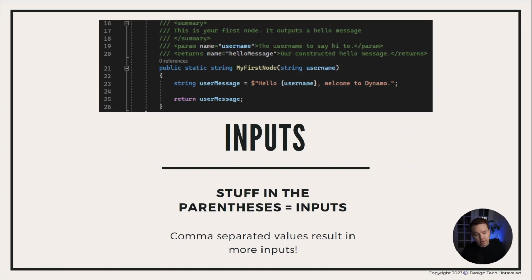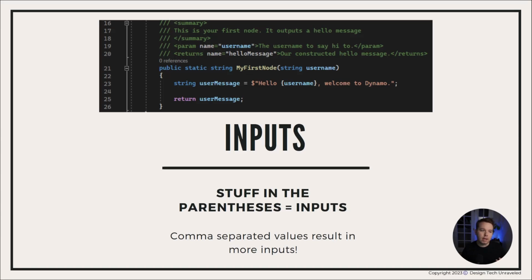In the case of inputs for ZeroTouch nodes, everything in the parentheses, so on line 21 in this example, are going to be the inputs. So at this point, up until now, we don't have any inputs on our ZeroTouch node. So comma separated values will represent more inputs. You define what object it is, so in this case a string, a username, and then we tell the rest of the code what to do.